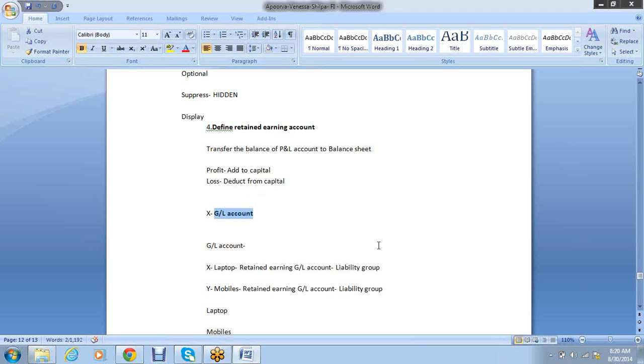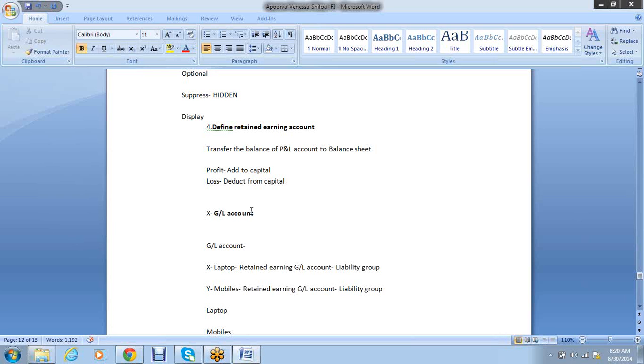Then the system automatically takes this. If it has a debit balance, it will be deducted from the capital. If it is a credit balance, it will be added to the capital. That means if it is a profit, it is added to the capital. If it is a loss, it will be deducted from your capital. So why do we give the X symbol? We can give any identification. X is very commonly used. That's why.